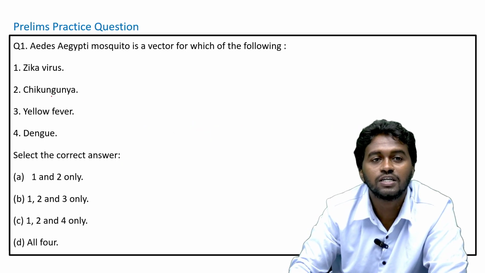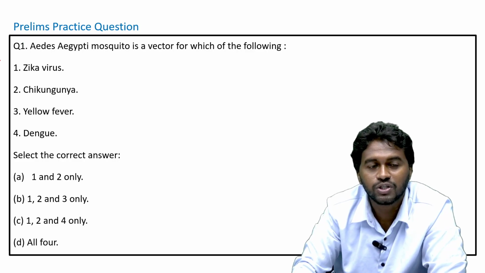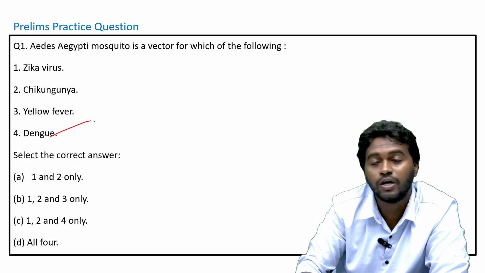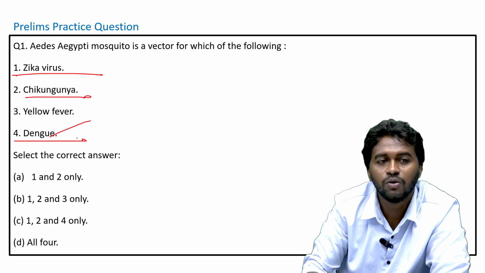So now we will begin our discussion with the first question. The question is, Aedes aegypti mosquito is a vector for which of the following? 1. Zika virus, 2. Chikungunya, 3. Yellow fever, 4. Dengue. So in the morning we already discussed that the Zika virus, Chikungunya and dengue are transmitted by Aedes aegypti.